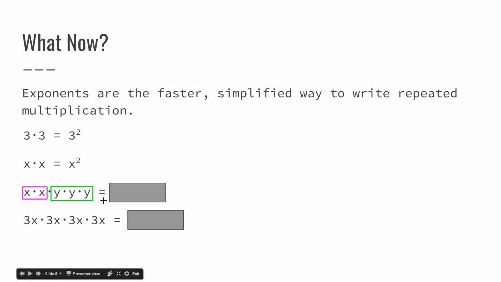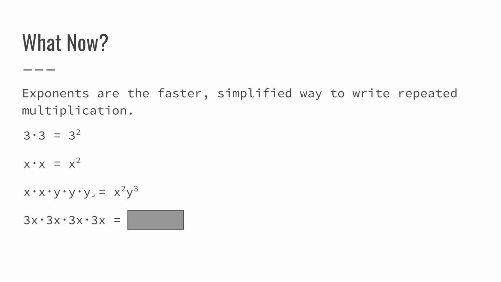So you should get X squared and Y cubed because we have 2 X's and 3 Y's being multiplied. This final one is actually a little tricky. Be very careful how you write this.